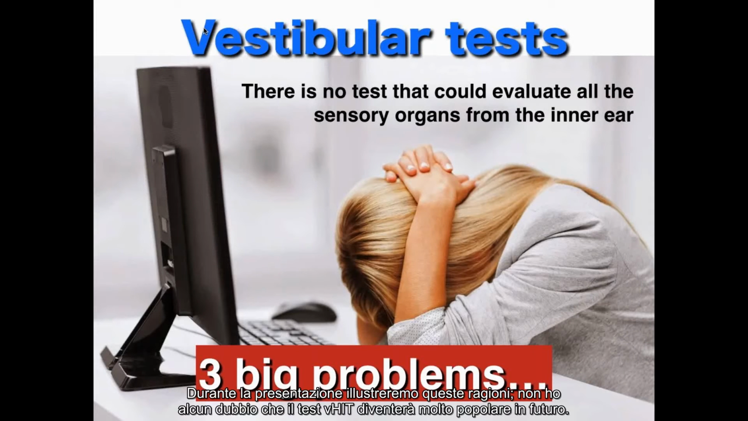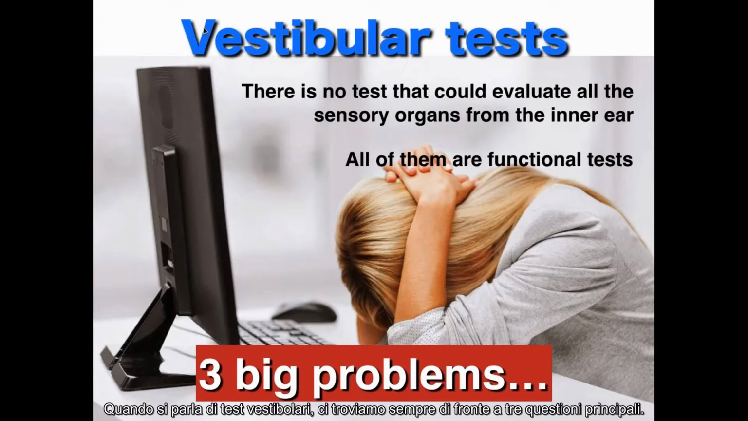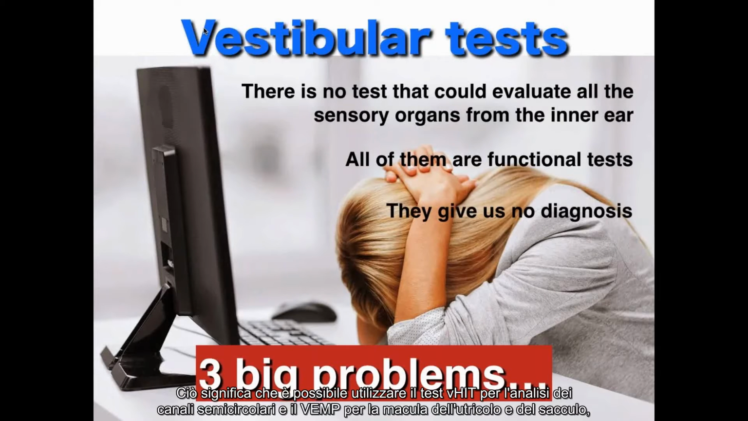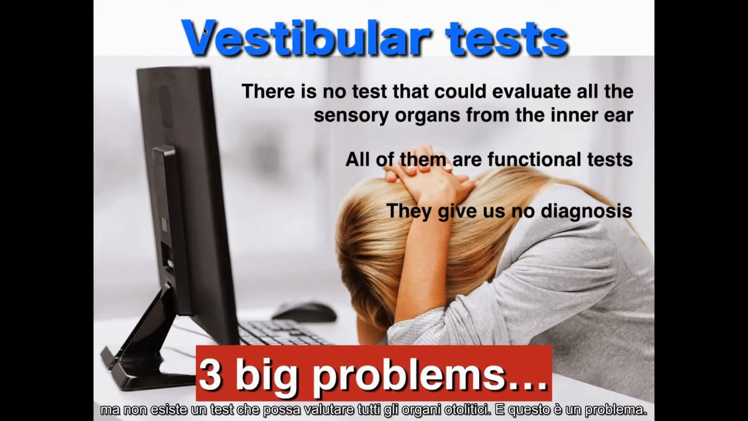We go through these reasons through the presentations here, but I have no questions that vHIT is going to become very widely used. When we talk about vestibular tests, there are three big problems. First of all, there is no test that could evaluate all the sensory organs of the inner ear. You can use vHIT for semicircular canals, you can use VEMP for the maculas of the utricle and the saccule, but there's no one test that could test the 5 sensory organs, and that's a problem.